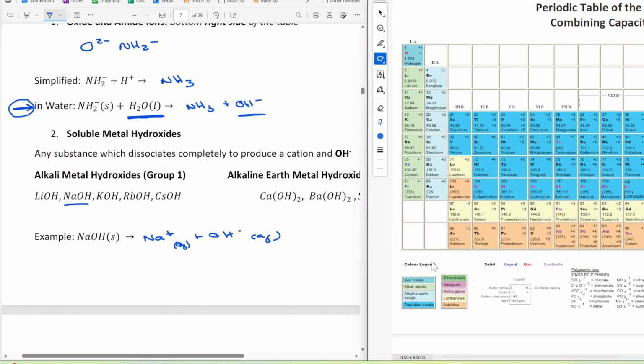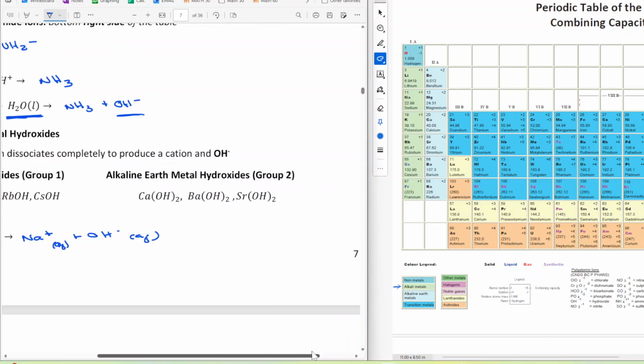Okay, so when we're looking at these, your green is your alkali metals. So lithium, sodium, potassium, rubidium, cesium, and francium. And we stopped at cesium. But these 5 alkali metal hydroxides are strong bases, as well as your alkaline earth metals.